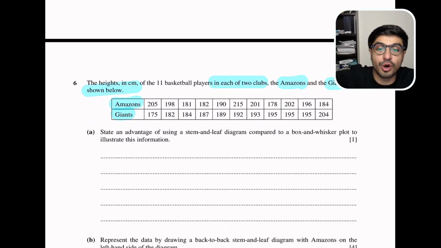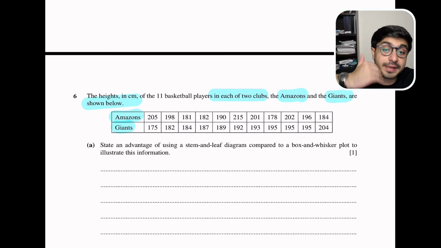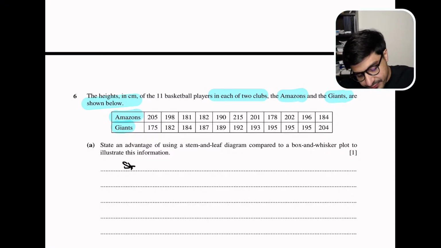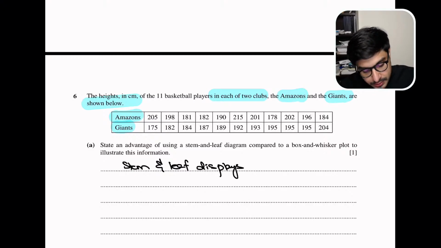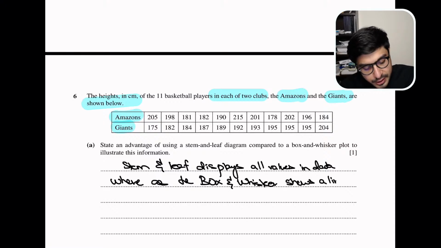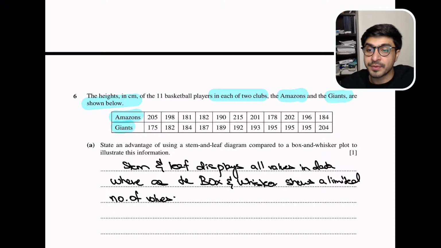But drawing up a stem and leaf would mean what? Drawing up a stem and leaf would mean that we are including all the values. We're not just including 5 values, we're including all the values. So what you can write is that stem and leaf displays all values in the data, whereas the box and whisker shows a limited number of values, right? And that is what it is going to be. All right, let's get started.